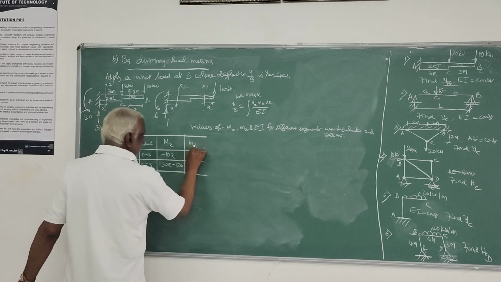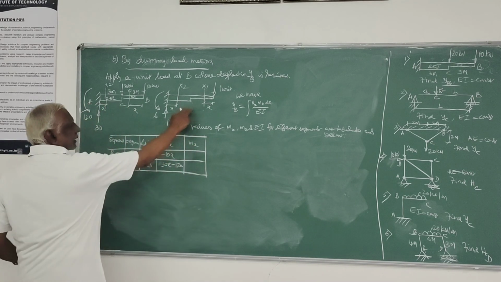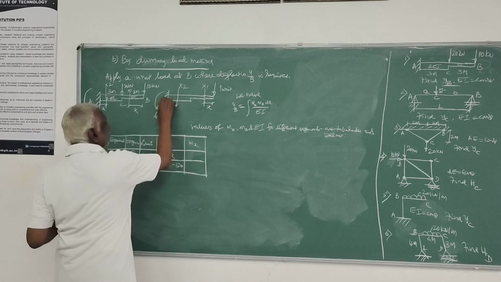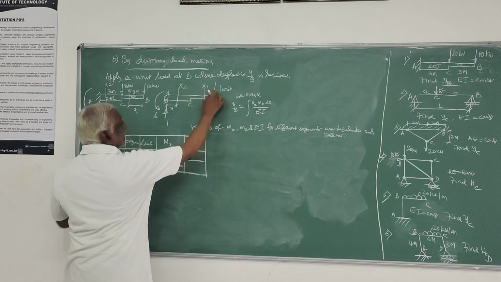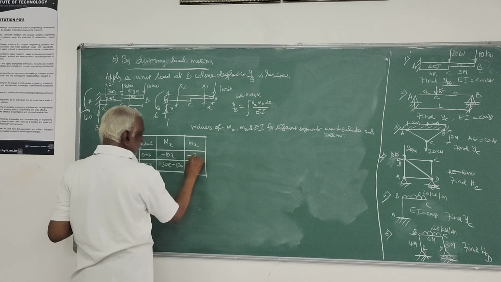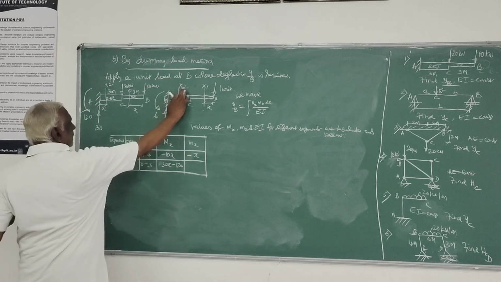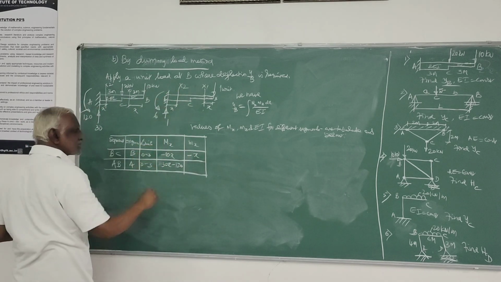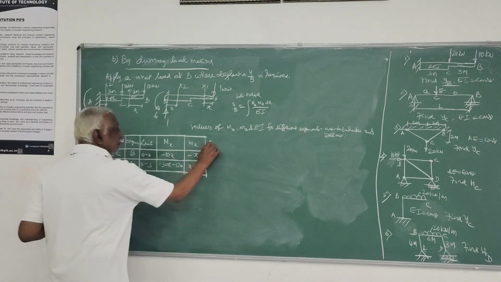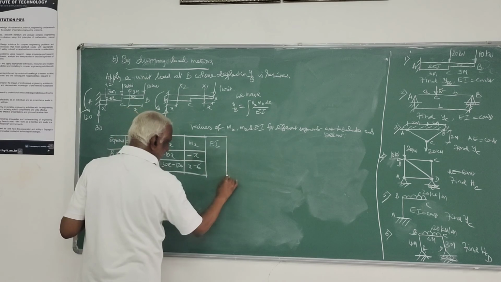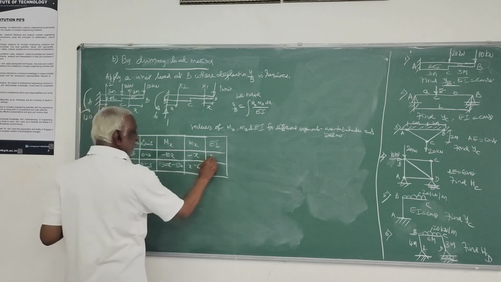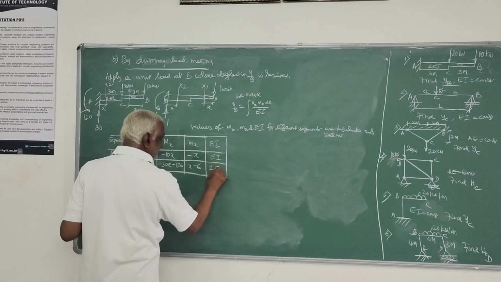And small mx, for this BC portion, A, B, C, the moment here is 1 into x, that's how minus x. So it is x. Here it is 1 into x minus 6. Then EI, the same thing, because EI is changed. Otherwise, if EI is constant, you can keep it. Here this is EI, this is EI.